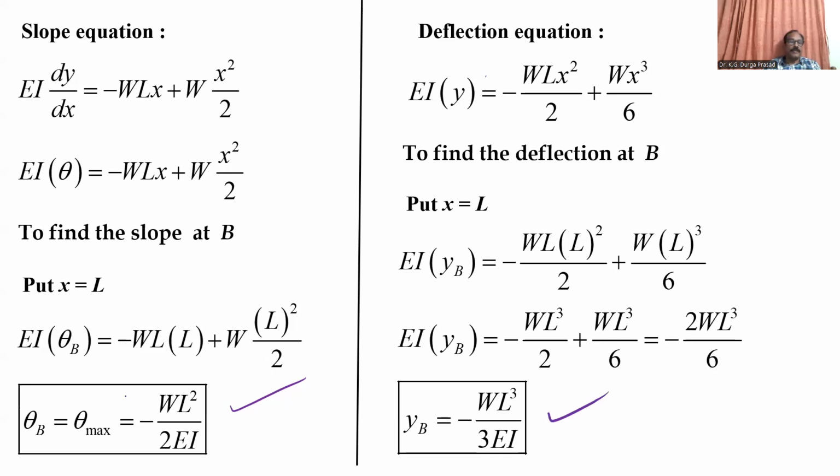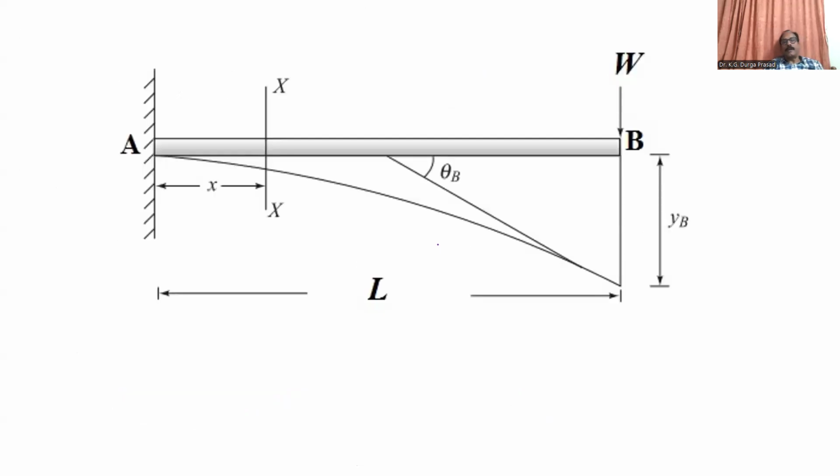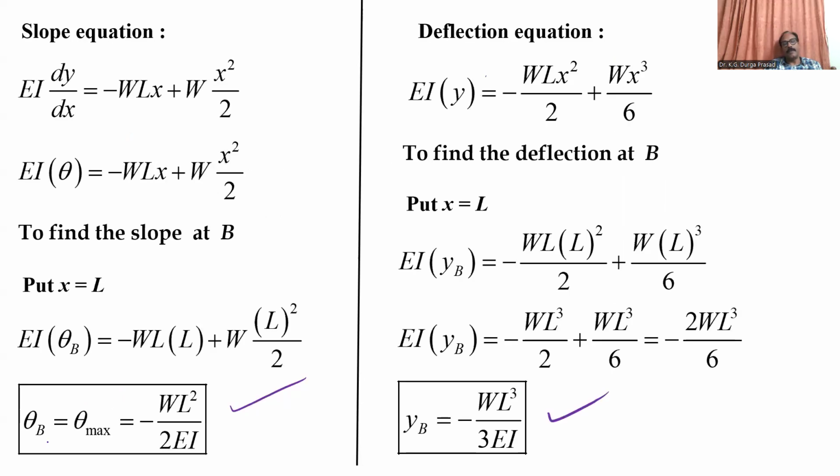On the left side you can see this expression gives you the slope, minus WL square by 2EI. On the right side you can see the deflection expression, to find the deflection at the free end. In the representation of slope and deflection, you get the values theta B and YB. What is the meaning of theta B? Slope at point B. What is the meaning of YB? Deflection at point B.